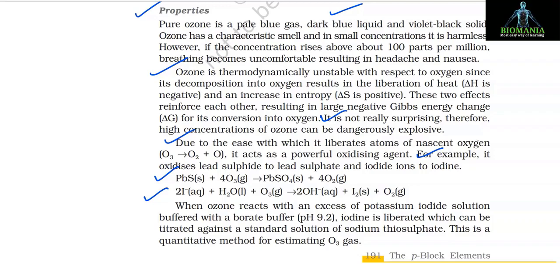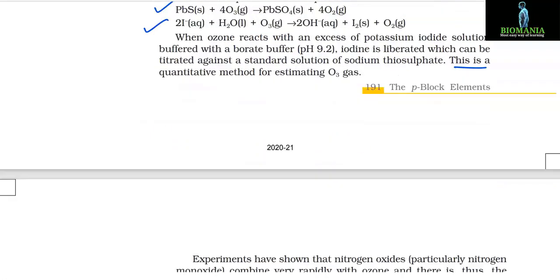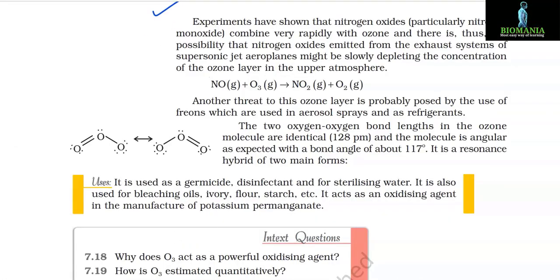When ozone reacts with an excess of potassium iodide solution buffered with a borate buffer, pH 9.2, iodine is liberated, which can be titrated against a standard solution of sodium thiosulfate. This is a quantitative method for estimating O3 gas. Experiments have shown that nitrogen oxides, particularly nitrogen monoxide, combine very rapidly with ozone, and there is thus the possibility that nitrogen oxides emitted from the exhaust system of supersonic jet aeroplanes might be slowly depleting the concentration of the ozone layer in the upper atmosphere. NO plus O3 gives out NO2 plus O2.